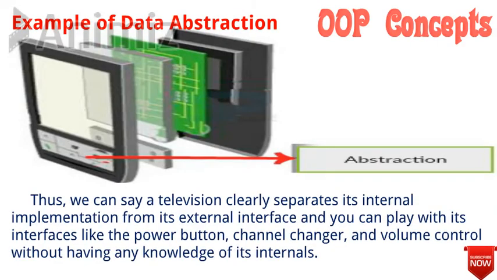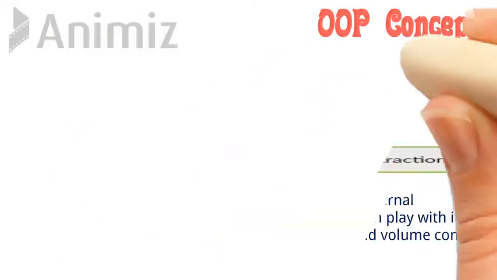Thus, we can say a television clearly separates the internal implementation from its external interface, and you can play with its interface like the power button, channel changing, and volume control without having any knowledge of how it internally works, how the signal is received, how the band is changed, how the volume is decreased. All these are not shown to the user. So, data abstraction is showing the essential features without showing the background details.